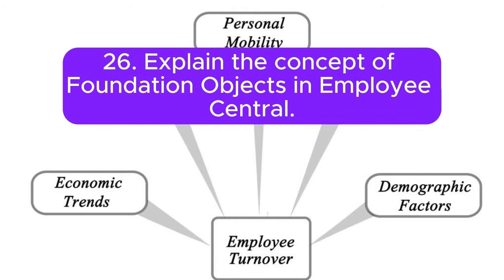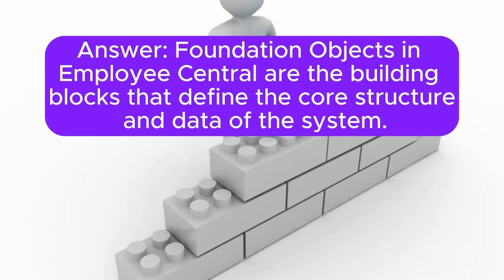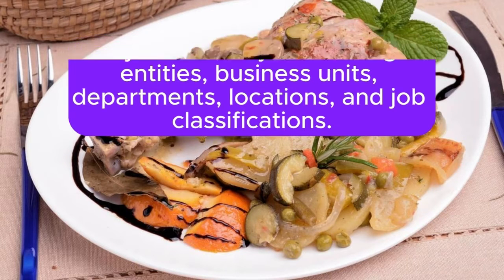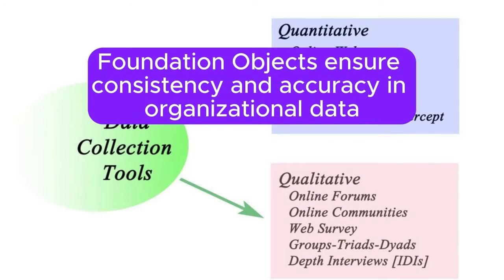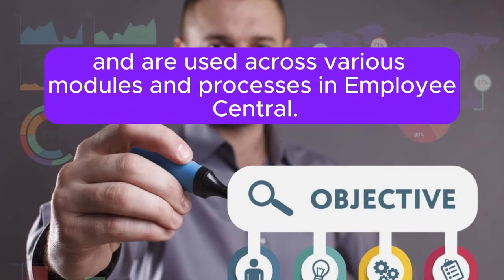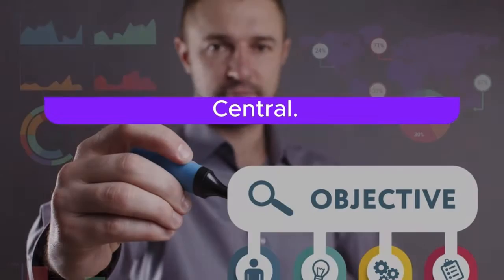26. Explain the concept of foundation objects in Employee Central. Answer. Foundation objects in Employee Central are the building blocks that define the core structure and data of the system. They include objects like legal entities, business units, departments, locations, and job classifications. Foundation objects ensure consistency and accuracy in organizational data, and are used across various modules and processes in Employee Central.